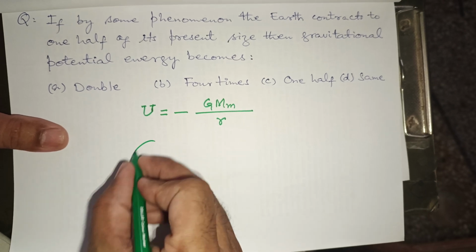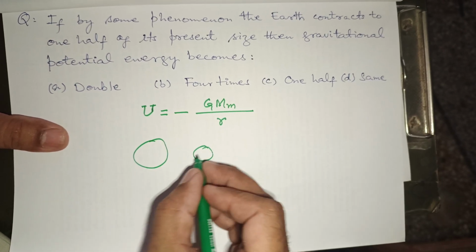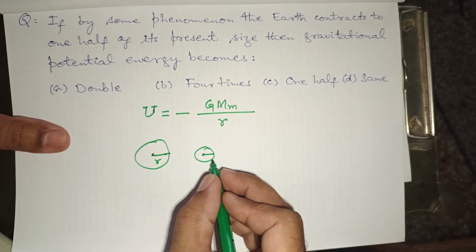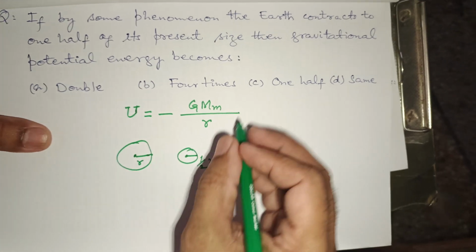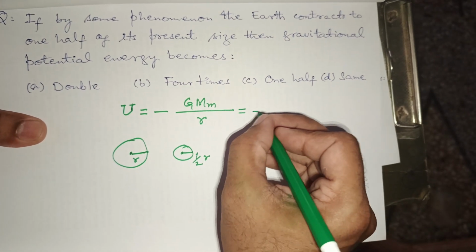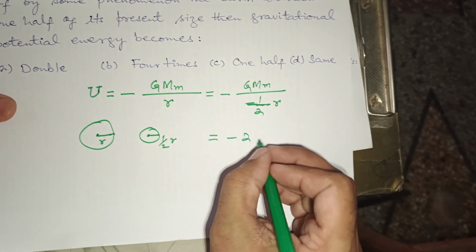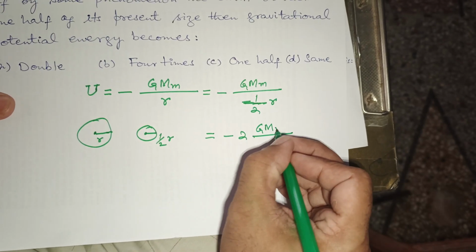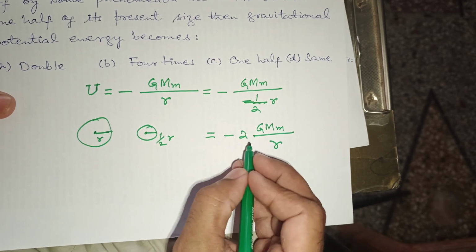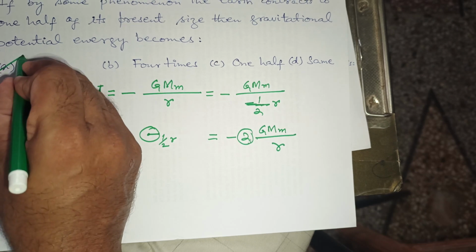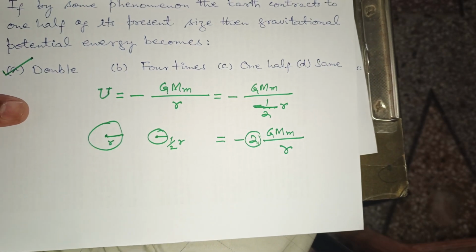The earth was initially like this, then this becomes this. So this radius becomes half. R shifted to 1 upon 2 R. So when you substitute 1 upon 2 R, you can see that this will become minus 2 times GMm over R. So it means this will be doubled.